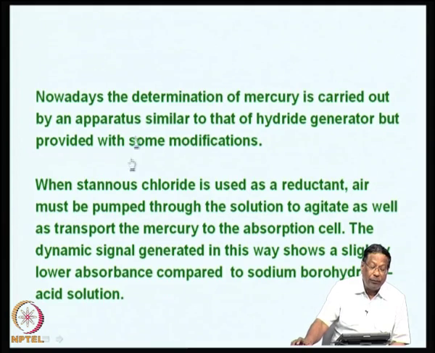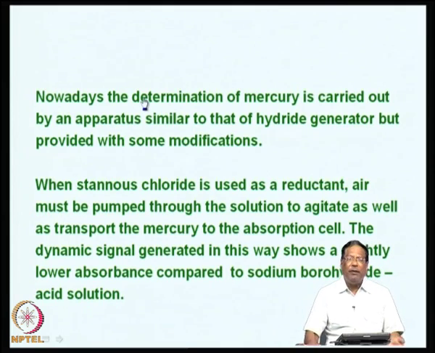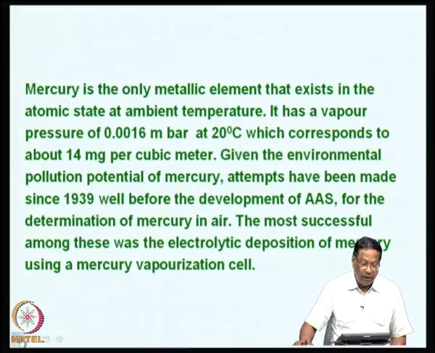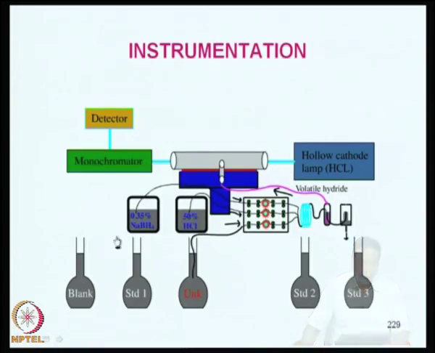So, nowadays the determination of mercury is carried out by an apparatus similar to the hydride generation system that I had shown earlier. You remember I had shown this system, that a similar system can be used instead of standard 1, standard 2, etc. You just have to add tin chloride to each of these, and the remaining system remains the same. So, the hydride generation as well as cold vapor mercury accessory are almost one and the same. All you have to do is change the standards or flasks.